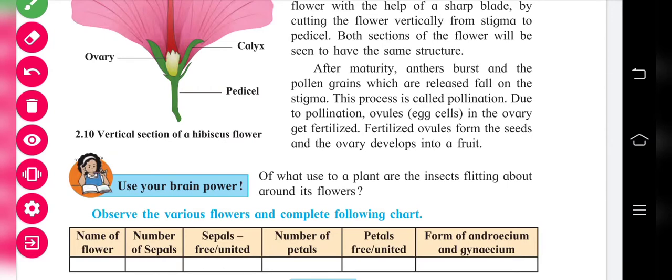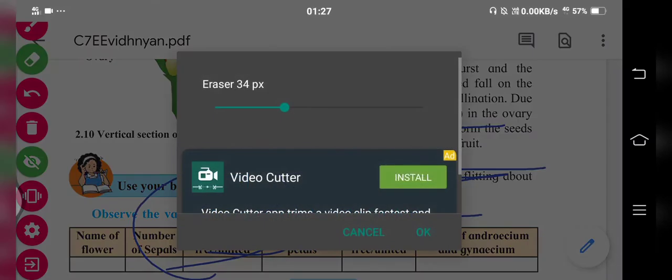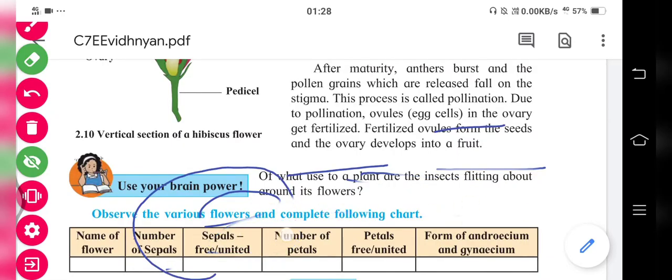So how does a fruit develop? With the help of pollination. Due to pollination, we observe the fruit and seed. Seeds come from fertilized ovules, and fruit comes from the ovary.